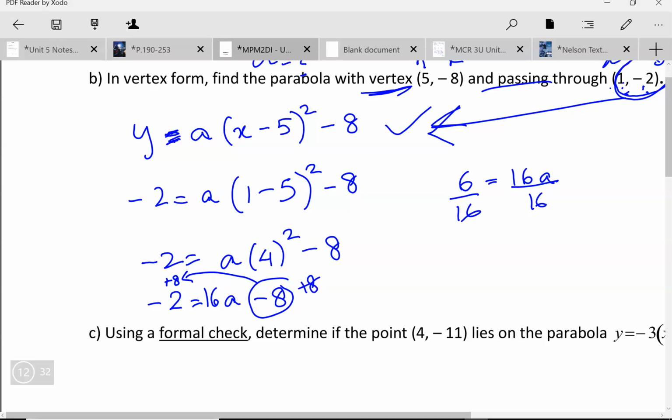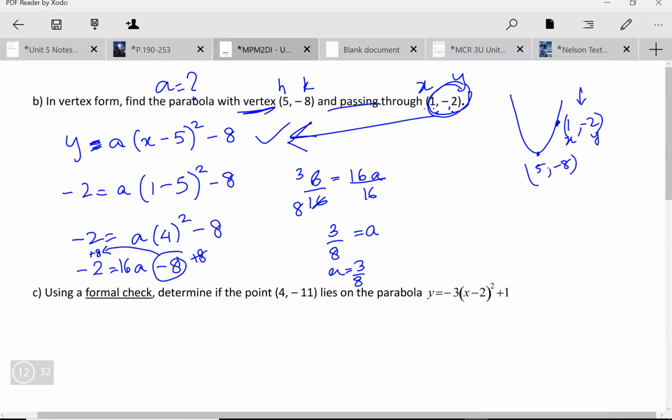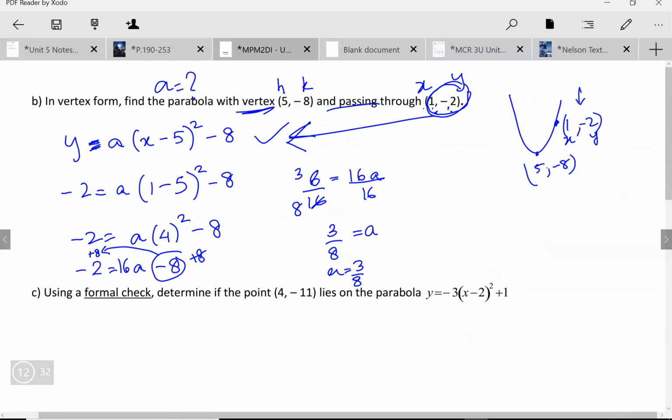And I get a equals 6 over 16. I can cross cancel by 2. So I'm going to go ahead and do that, and I get 3 over 8. So that's my a value. And of course, once you get your a value, you do have to write, therefore the equation of the parabola is y equals 3 over 8 (x minus 5) squared minus 8.